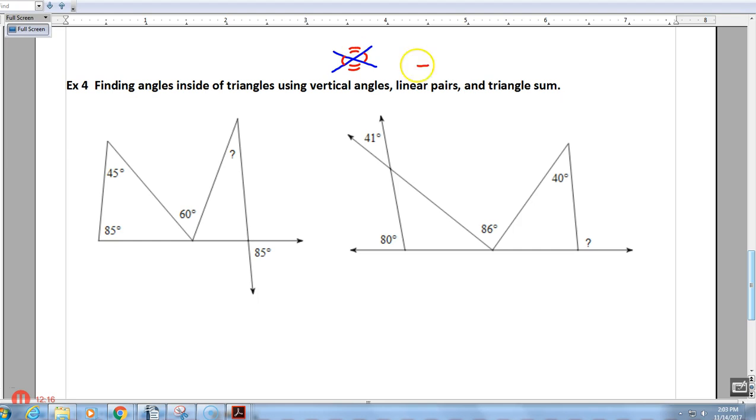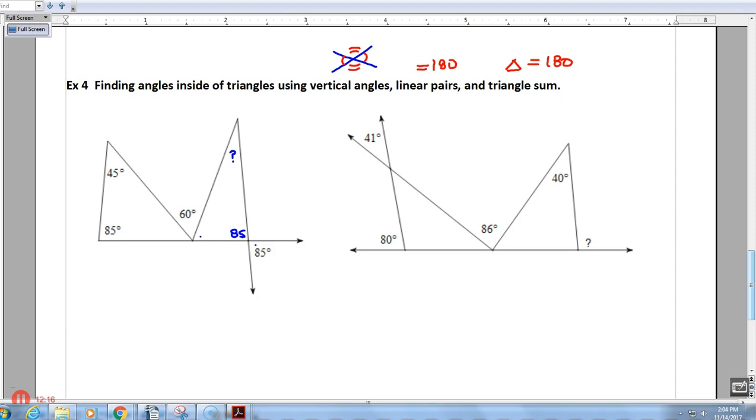Linear pairs, straight lines are 180, and triangles have to have 180. With those three facts, we should be able to crush this. I'm going to just do one of them, and I'm going to let you try to do the other one before class tomorrow. So this one on the left, I see a pair of vertical angles right here, so I'm going to write 85. I don't see how I can get the question mark just yet because I don't have that angle right there. So I'm kind of stuck over on that side.